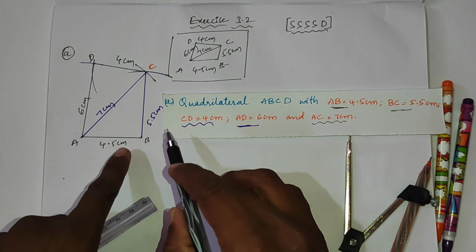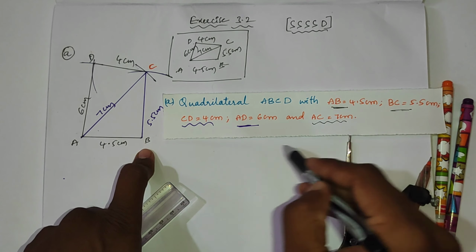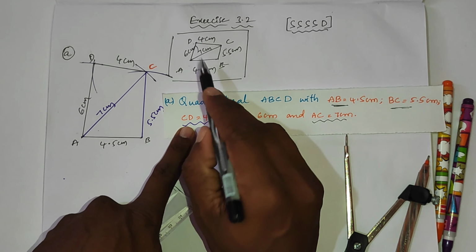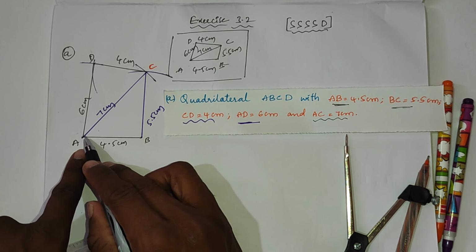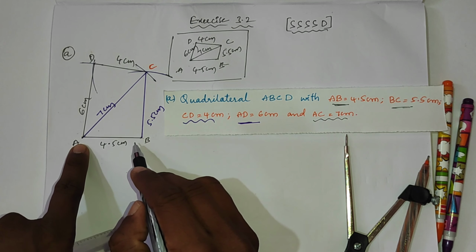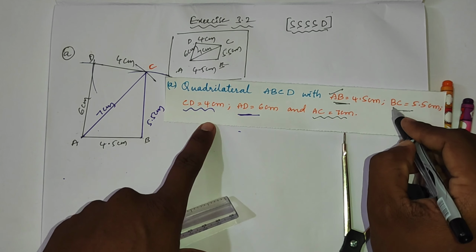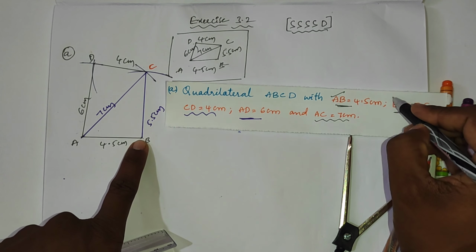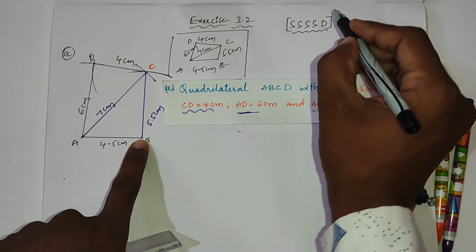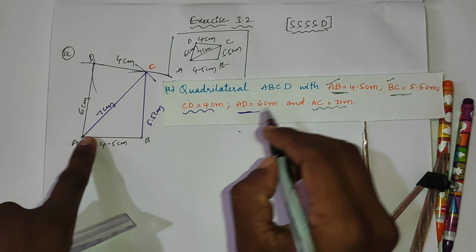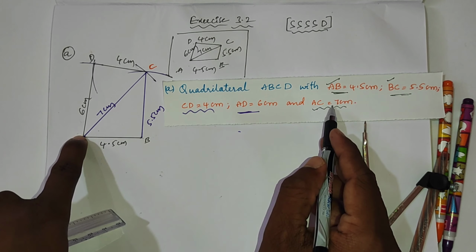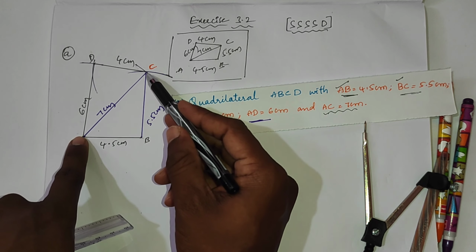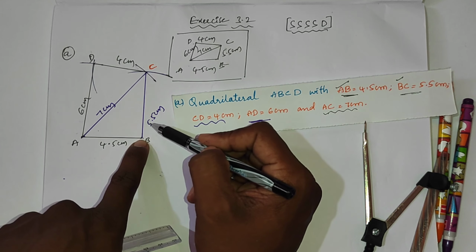Once again, let's see the steps. Given quadrilateral ABCD with these measurements, first we drew a rough sketch of the quadrilateral with the given measurements. Then in the first step we drew a line segment AB as a base, 4.5 centimeters. In the second step, BC as 5.5 centimeters: taking B as the center, we draw an arc. So BC is completed as 5.5 centimeters. Then we construct the diagonal AC. Taking A as the center and 7 centimeters radius, we cut the previous arc. We got an intersecting point, which is C. Join the diagonal A to C as 7 centimeters, then join B to C as 5.5 centimeters.